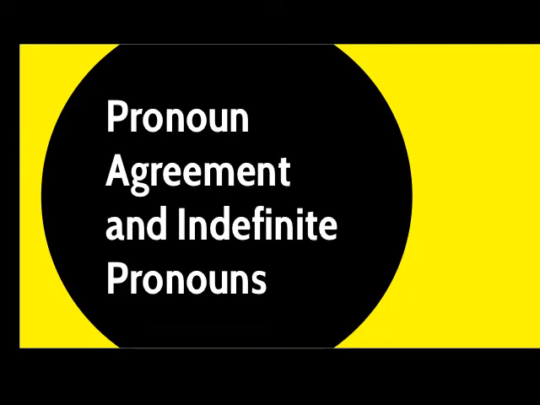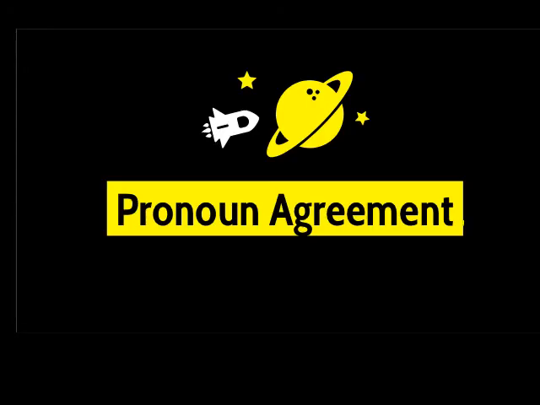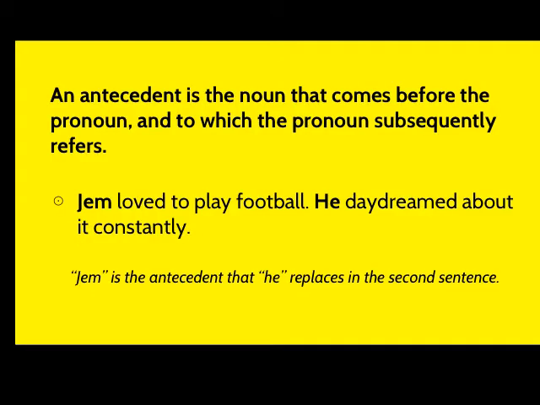This is the second video about agreement. This one in particular is about pronoun agreement and indefinite pronouns. Just like subjects and verbs need to agree, pronouns also need to agree with their antecedents. And what is an antecedent, you may ask? An antecedent is simply the noun that comes before the pronoun and to which that pronoun subsequently refers.